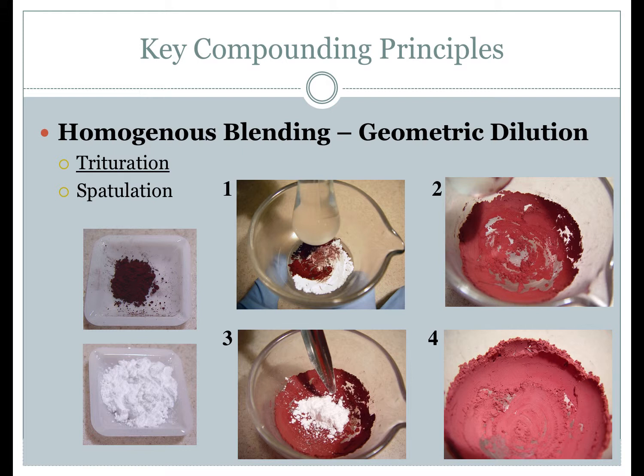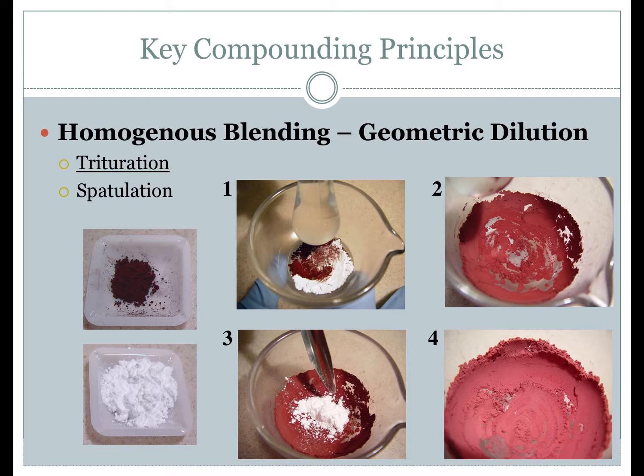To summarize the steps used in geometric dilution, begin by weighing all of the ingredients to be combined. Next, place the ingredient present in the smallest quantity in the mortar first. So if you look at the pictures on this slide, the red powder, which was present in the smallest quantity, was put in the mortar first. Next, estimate a portion of the white powder that is equal to the amount of the red powder and place it in the mortar as well.